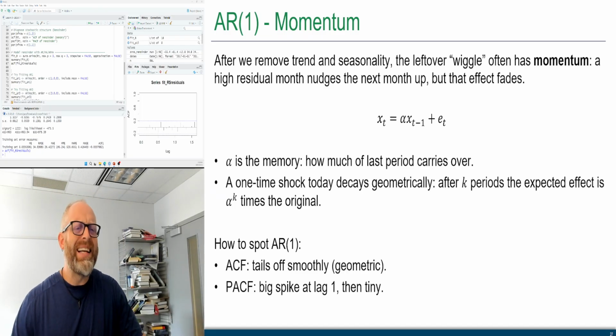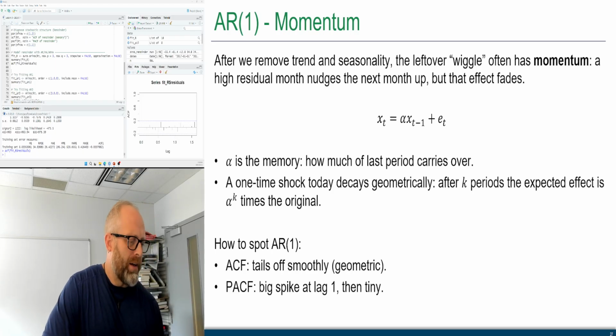All right, so specifically an AR(1) model. After we remove trend and seasonality, the leftover remainder, or the wiggle, often has momentum. So a high residual month nudges the next month up, but the effects fade. So how do we model that?